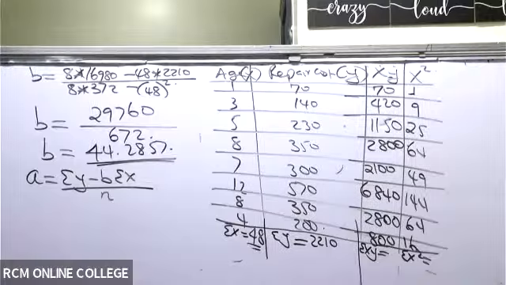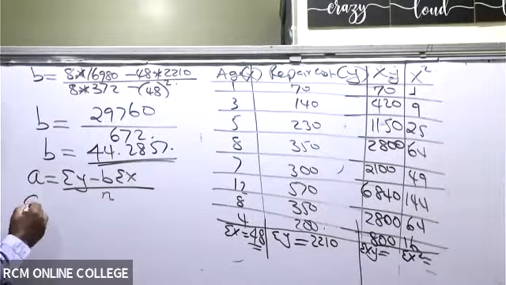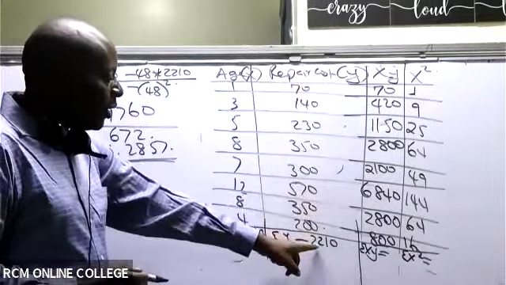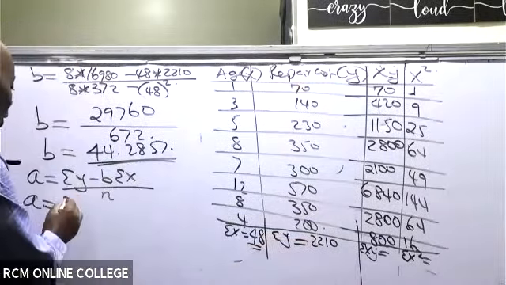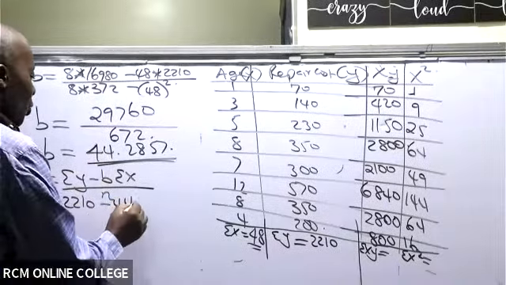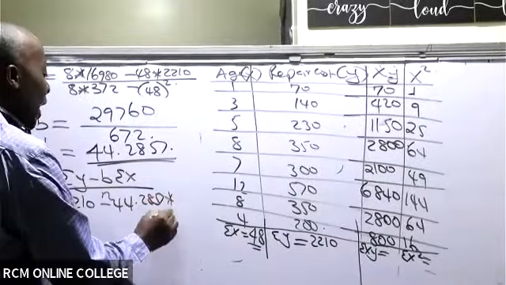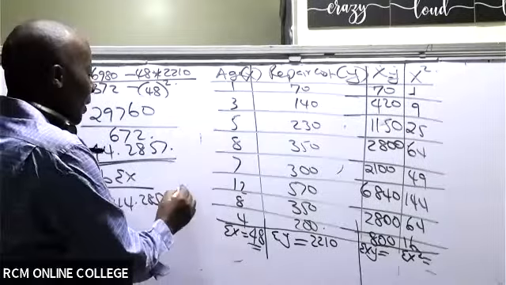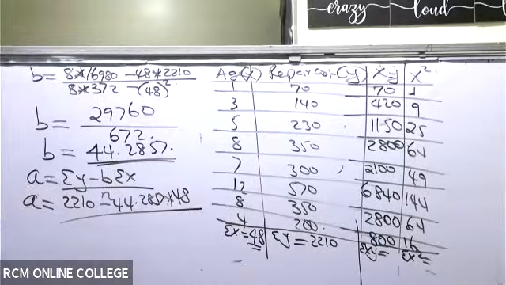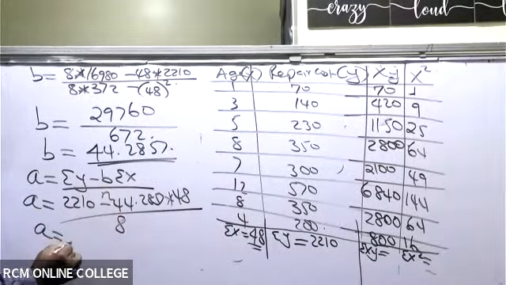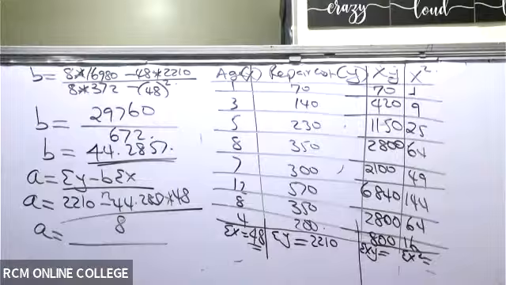So do we have all these parameters? Oh, yes, we do. So our A will be equal to summation of Y, which is 2210, minus B, which we have here, which is 44.2857, times summation of X, which is 48, divided by our number of data points, which is 8. So again, go slowly and give me the numerator here.